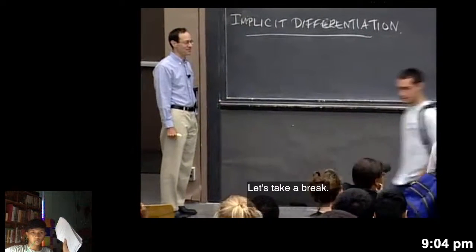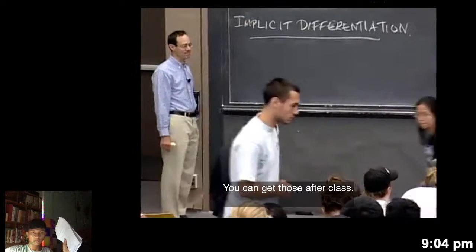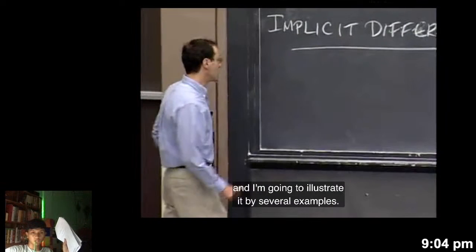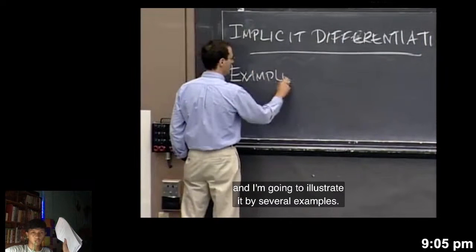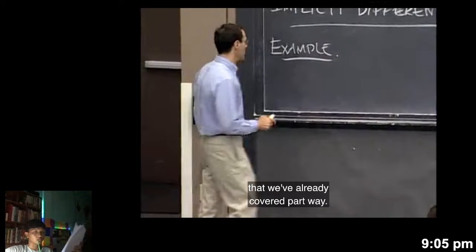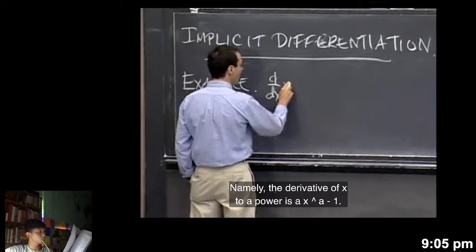All right, so we're talking about implicit differentiation, and I'm going to illustrate it by several examples. So this is one of the most important and basic formulas that we've already learned part way, namely the derivative of x to a power is a times x to the a minus 1. Now, what we've got so far is the exponents 0, plus or minus 1, plus or minus 2, etc.